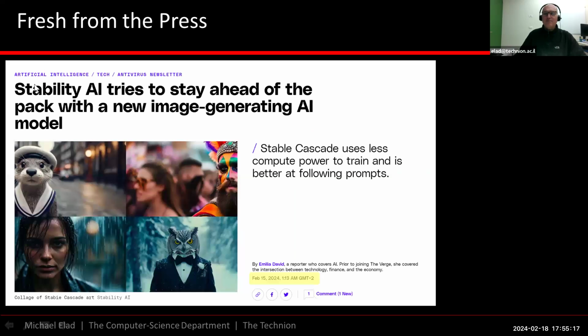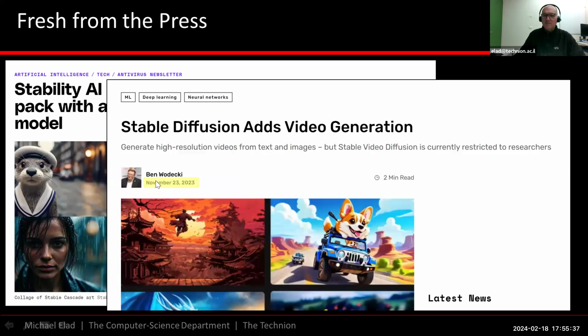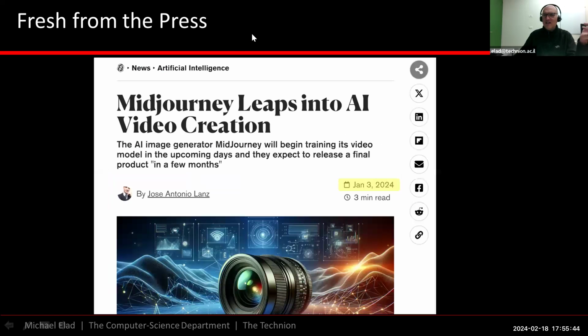Here is a press release from Stable Diffusion. Stability AI released something called Stable Cascade, a new version of their code that operates way better than the previous one, as they try to stay ahead of the pack with a new image generating AI model, 3 days ago. In fact, 3 months ago, Stable Diffusion added video generation. Okay, so it happens on all fronts. And the last, I think: Midjourney leaps into AI video creation.